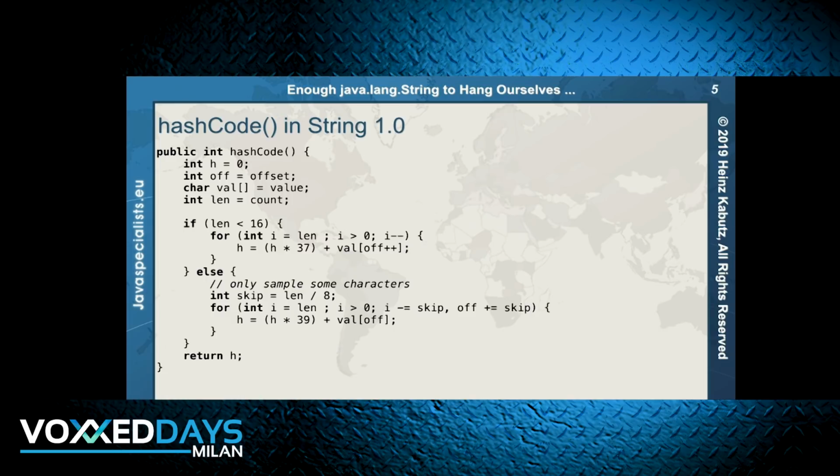This is what the hash code looked like in String 1.0. You can see that if the length is less than 16, it actually adds up the numbers with a multiplier. Otherwise, it looks at only 8 of the characters. It says the skip is length divided by 8. So it only looks at 8 of the characters. If you have 1,000 characters, it only looks at 8 of them to work out a hash code.